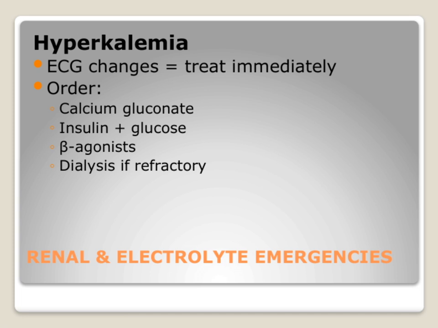Next, to actually lower the potassium, we administer insulin along with glucose. The insulin drives potassium into the cells, reducing serum levels, and the glucose prevents hypoglycemia. Beta agonists like albuterol can also be effective. They work by shifting potassium into the cells as well. If the hyperkalemia is refractory to these measures, or if the patient is critically ill, dialysis becomes necessary to remove excess potassium directly from the bloodstream. Remember, in renal and electrolyte emergencies like this, rapid recognition and intervention are essential to prevent life-threatening complications.